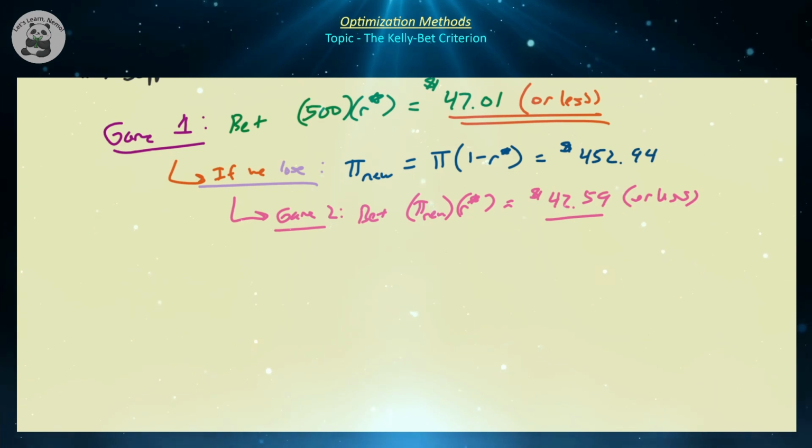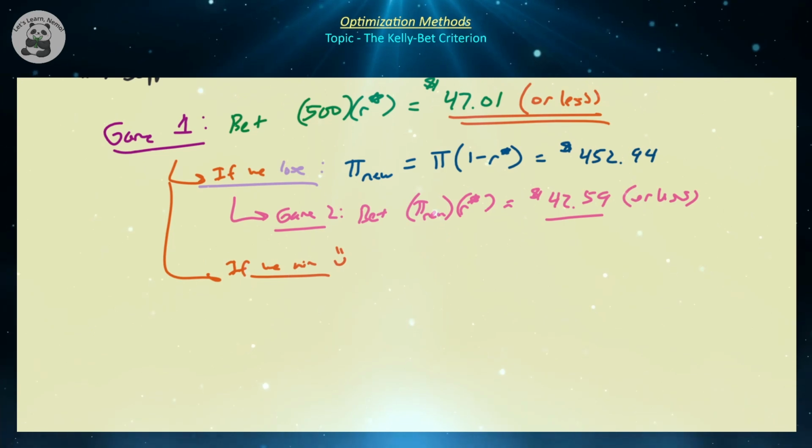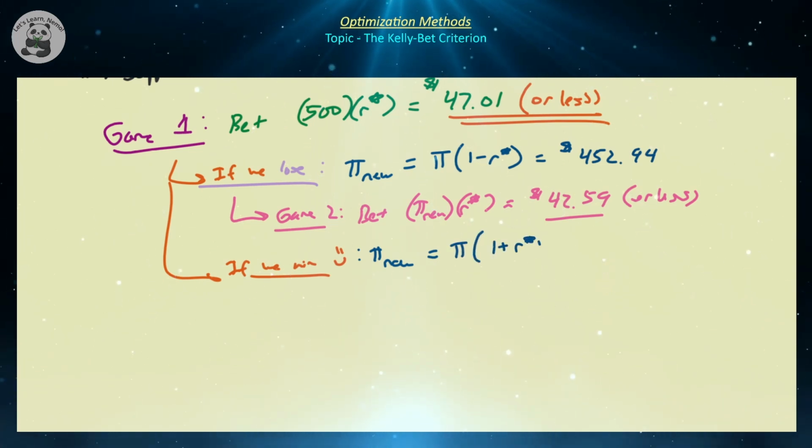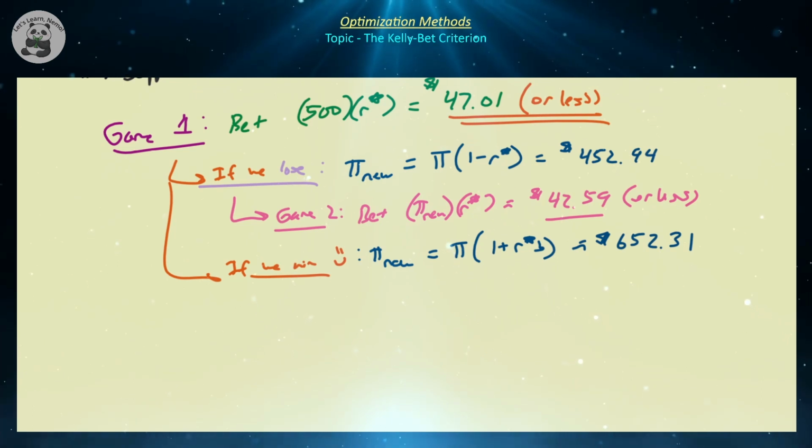So if we win, everyone's happy here, what are we going to have? That means pi nu will be equal to, so the general structure is pi times 1 plus r star b, and that's going to come out to approximately $652.31. That's actually nice because we got like $150 in profit, so that's wonderful. Now, just because you made $150 doesn't mean you should increase your betting by $150. We still should be using a Kelly Bet strategy because it's possible that we lose all of that and then we can't play it anymore.